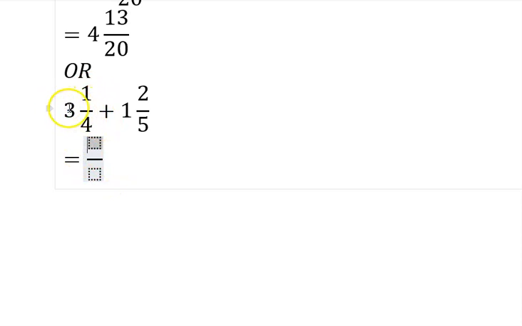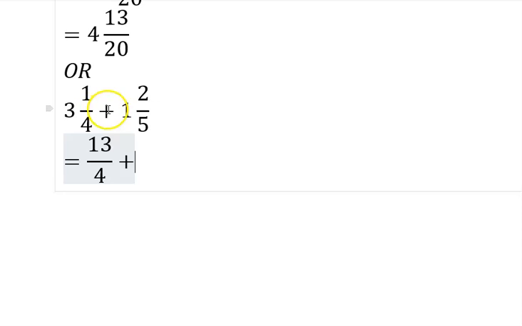You remember the first method will deal with the whole number first. Now this one, you convert this mixed fraction to an improper fraction, then you solve using the LCM method as well. So let's quickly do that. 4 times 3 will give us what? 12. 12 plus this one here will give us 13. We now have 13 over 4. Plus, because we are dealing with plus here.